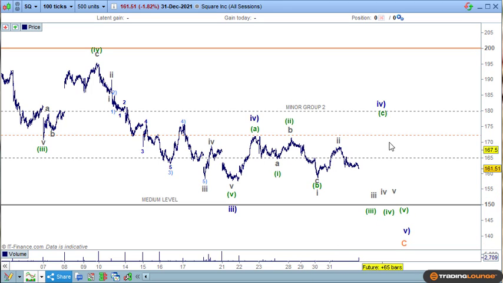So I don't know if we're in the wave 4 or we finished it. It's a bit small for a wave 4 because it's smaller than the previous wave 4, so I think it's still got more to go in here. I don't see a really good trade in here at the moment, so we'll just leave Square.